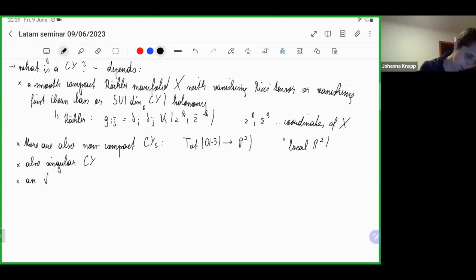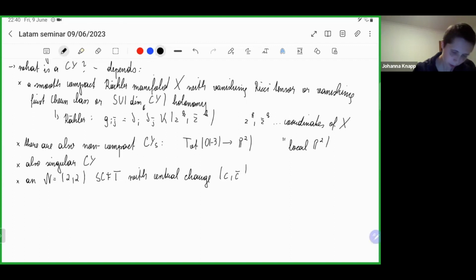It makes sense to take an N=(2,2) superconformal field theory in 2 dimensions with a central charge. We have a left and a right moving sector of this conformal field theory, so we have a left and right central charge, and we take 3 times the complex dimension of the Calabi-Yau. So this is like a worldsheet perspective on what a Calabi-Yau is, and it's a very specific supersymmetric conformal field theory.